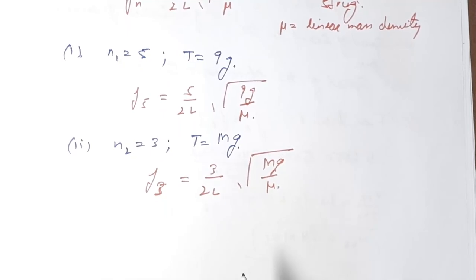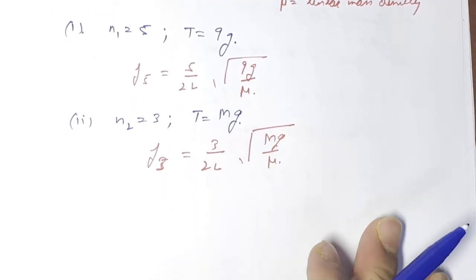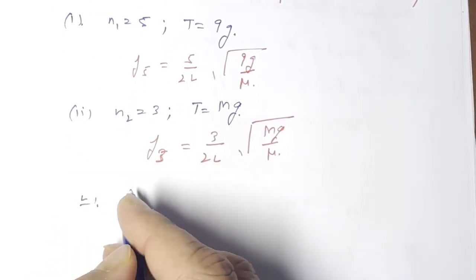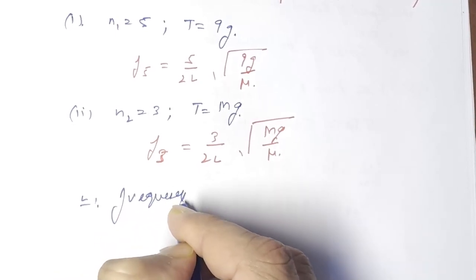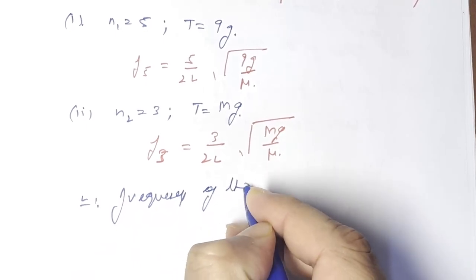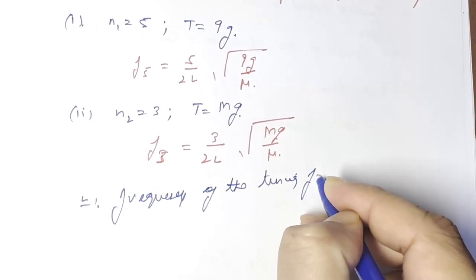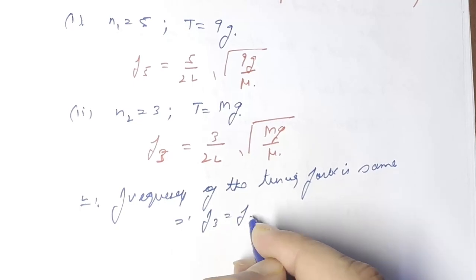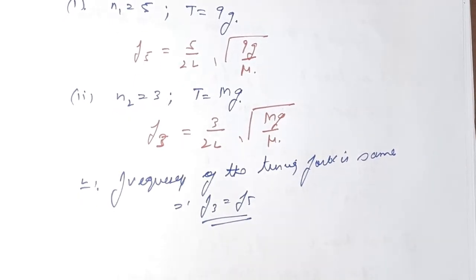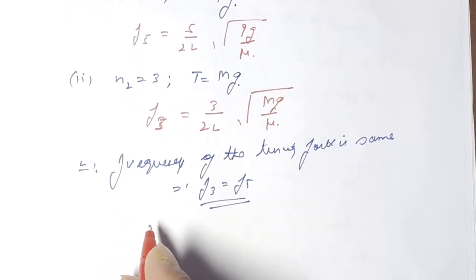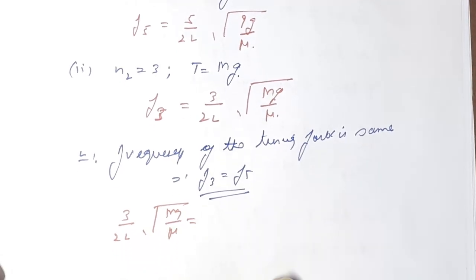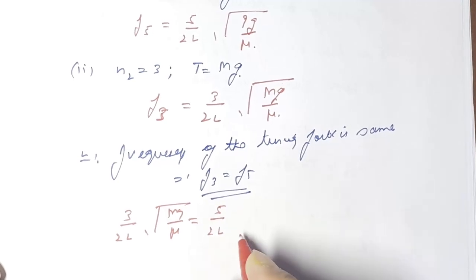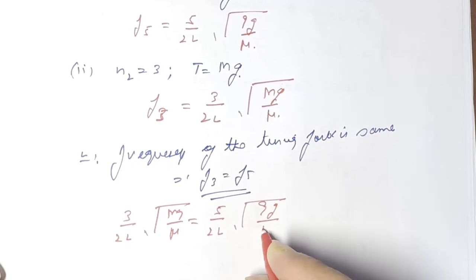and it is given that the resonance is with the same tuning fork. Therefore, f3 will be equal to f5. The frequency of the tuning fork is the same, so f3 is equal to f5. So we make the respective substitution. We get 3 upon 2L square root of mg upon mu is equal to 5 upon 2L square root of 9g upon mu.